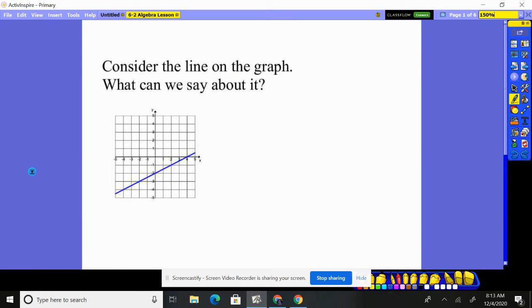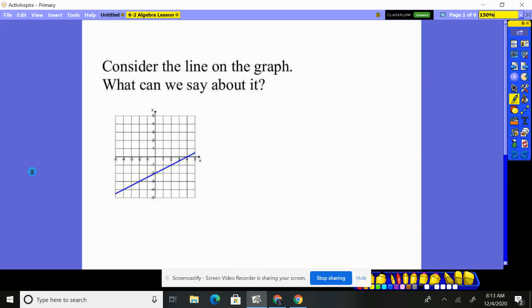All right, Algebra 6-2. So we're talking about intercepts here. Consider the line on the graph. What can we say about it? What do we know is true here? Well, I just said something about the word intercepts. So what do you notice?